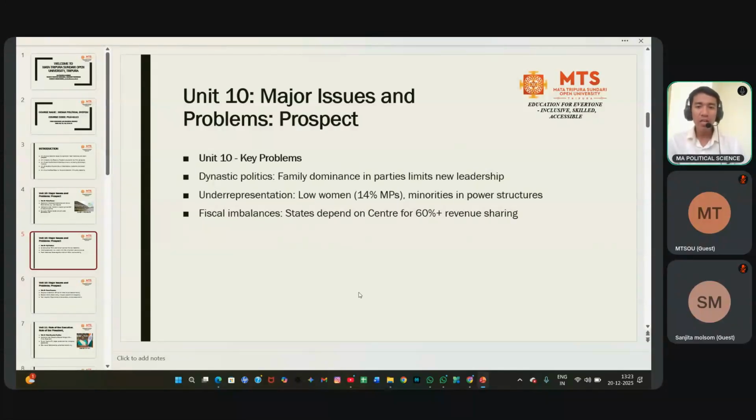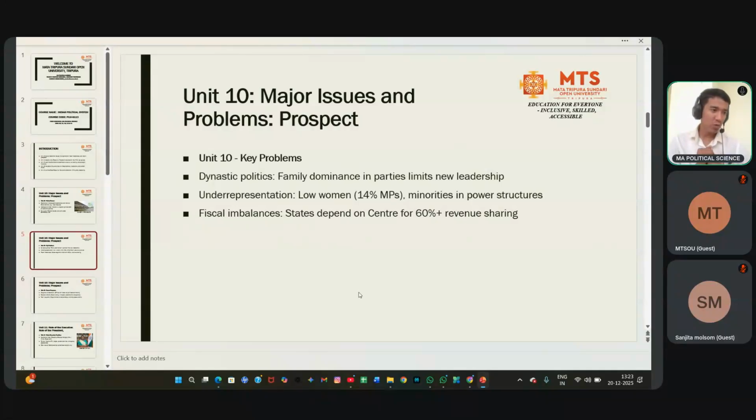Underrepresentation: low numbers of women, 14% of MPs. Women are only 14% of the total members of parliament. This is called underrepresentation. That is also something that is going to bring problems, major issues, in federalism.